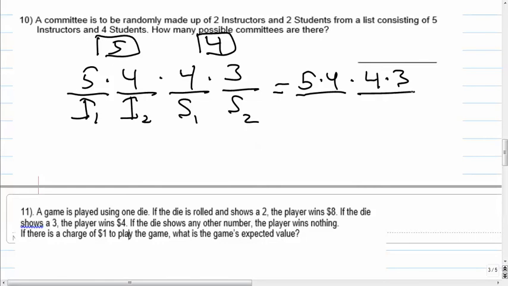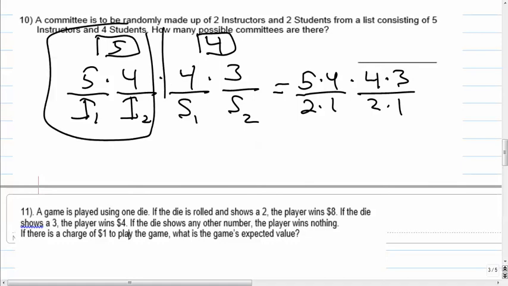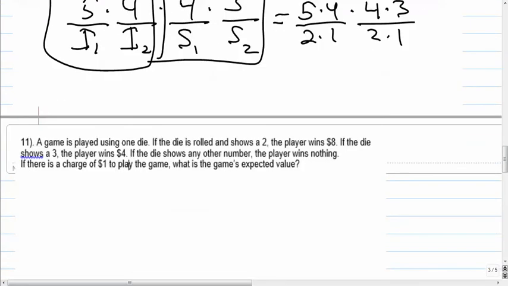Last question, is there order? They're just on a committee. No difference. How many instructors? 2 times 1. How many students? 2 times 1. Remember, order and replacement are group specific. I picked 4 people, so it's not 4, 3, 2, 1. The teachers, there were 2. Students, there were 2. I consider them different groups.